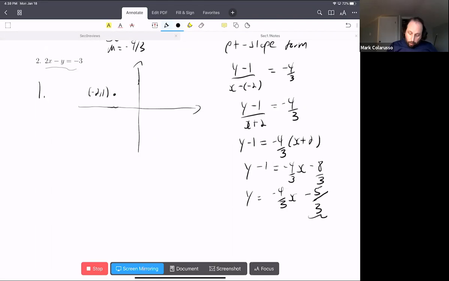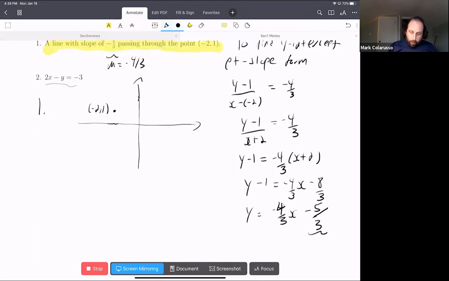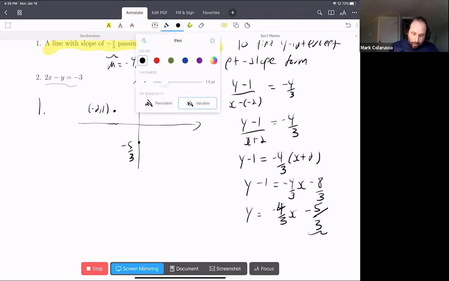So the slope we know is minus 4/3. The y-intercept we now have is minus 5/3. Minus 5/3 is a little more than minus 1, so maybe it's down here. And now you have 2 points on the line, and we can easily draw a pretty good sketch of the line by connecting these 2 points.